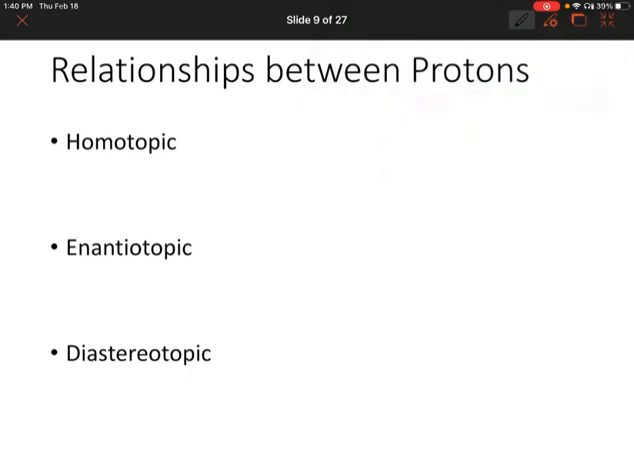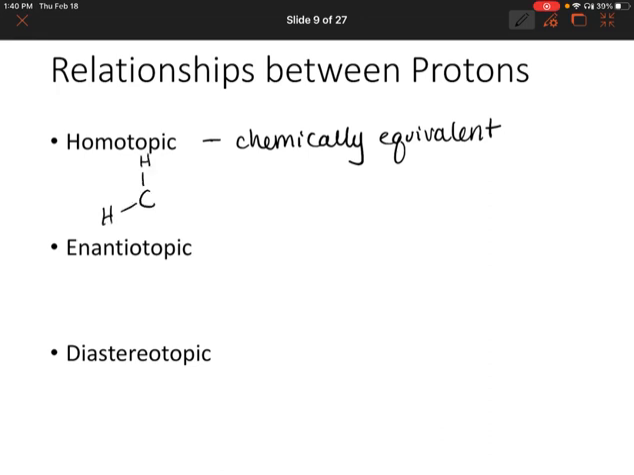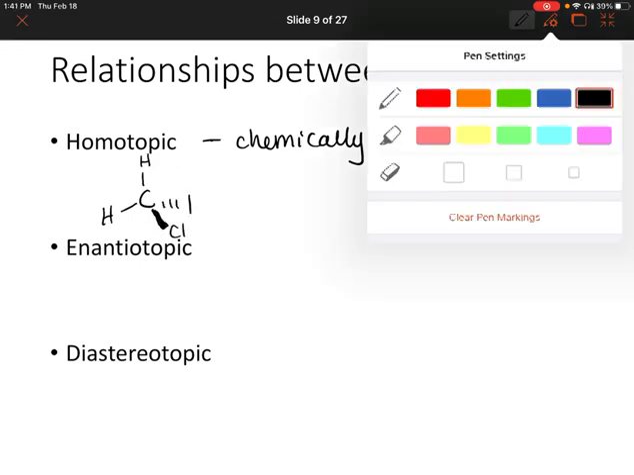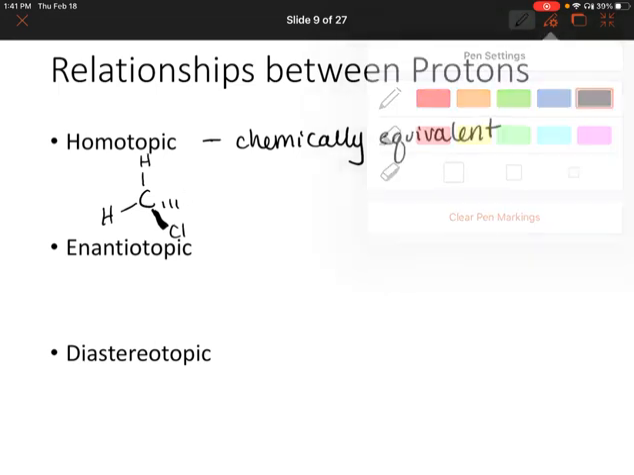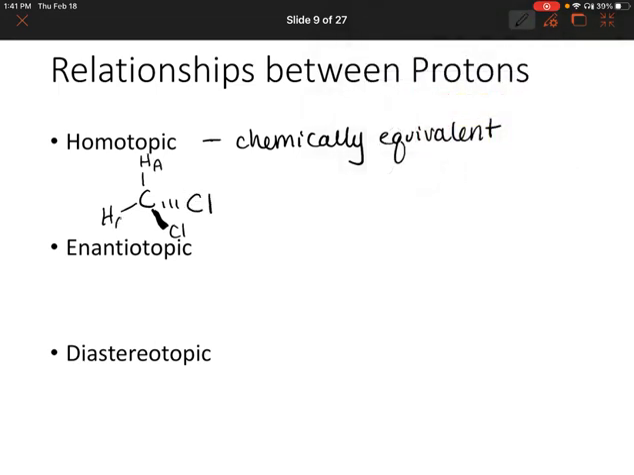We can have what are called homotopic protons. Homotopic protons are chemically equivalent. So we saw that with our dichloromethane or methylene chloride molecule. Those two protons were the same because they were bonded to the same carbon and there was a plane of symmetry.